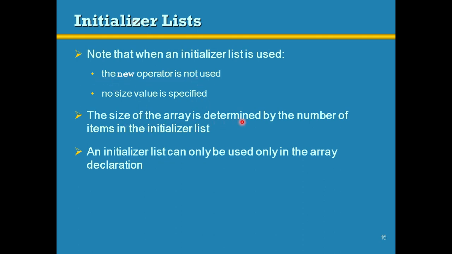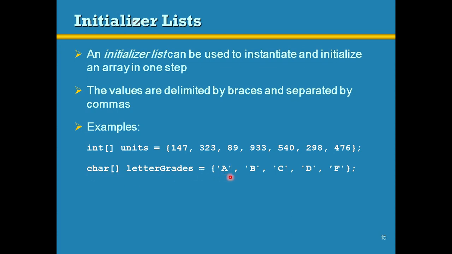The size of the array is determined by the number of items in the initializer list. Whatever number you have given, that will be the size. And the initializer list can only be used in the array declaration. It can be used while you declare your array. This way only it can be used.